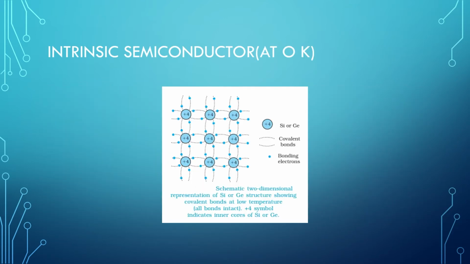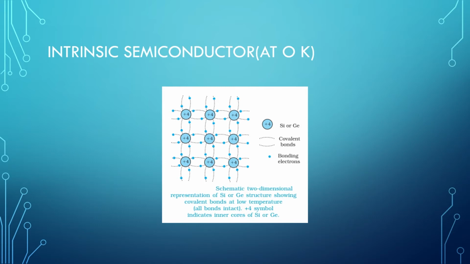For this, consider the crystal lattice of silicon or germanium in 2 dimensions. Now, here you can see that each valence electron of a silicon atom pairs with the valence electron of the neighboring silicon atom to form a covalent bond. Now, at 0 Kelvin, all the covalent bonds are complete.